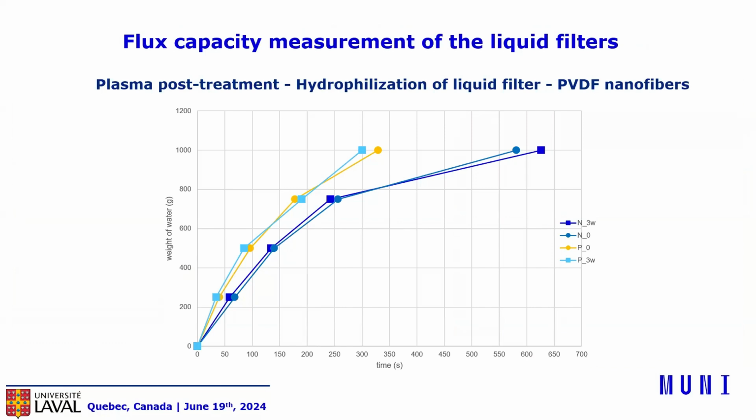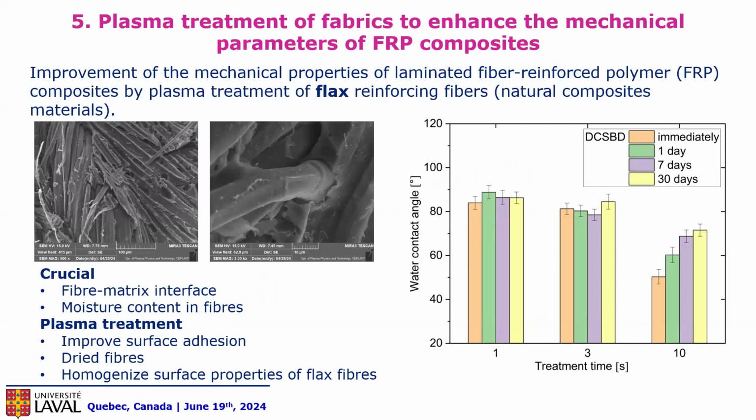Also, we tested, in collaboration with Navigate, flux capacity, so it means some properties for filtering. There was measurement of water going through such a filtration membrane. Blue and yellow lines correspond to the plasma treatment. Blue is plasma treatment after 3 weeks, and yellow is immediately after the treatment, and this is without plasma treatment on the same day and after 3 weeks. What is interesting is that, as you can see, for 1 liter or 1,000 grams of water, in the case of plasma treatment, you needed 300 seconds for 1 liter of water to go through this membrane. In the case without any plasma treatment, it was two times longer, about 600. So it really corresponds to the better hydrophilic character of these materials.